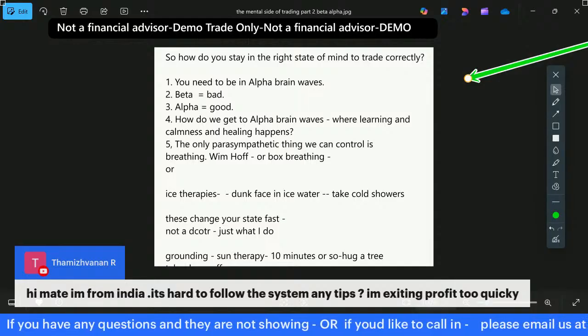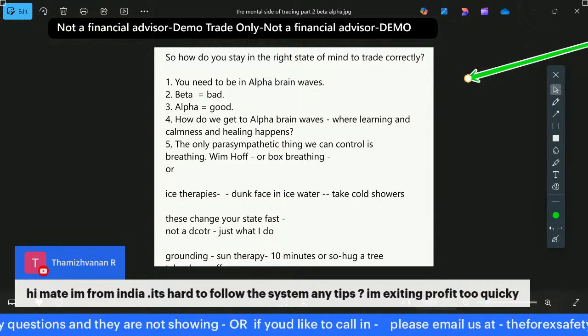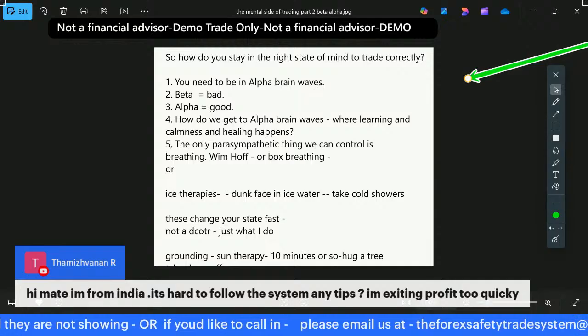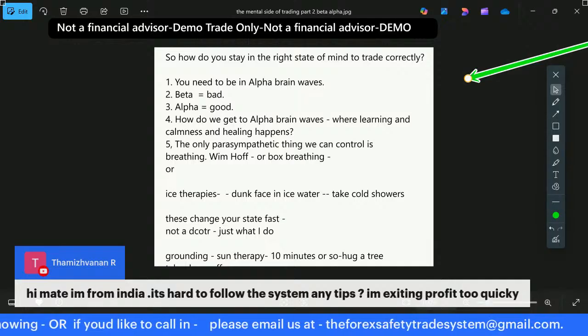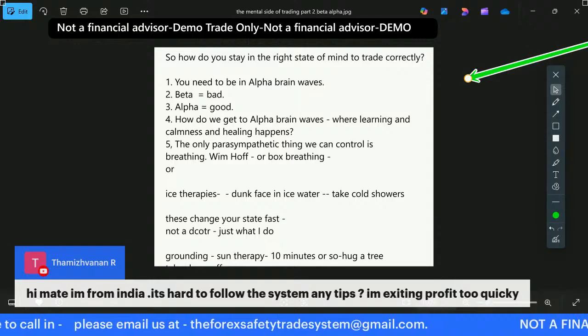Okay, alpha brainwaves are good. That's where calmness happens. That's where learning happens. That's where your good trade happens. So you want to go from your scared fight beta brainwaves into the alpha brainwaves where you're calm. How do you get to be calm? Trust.